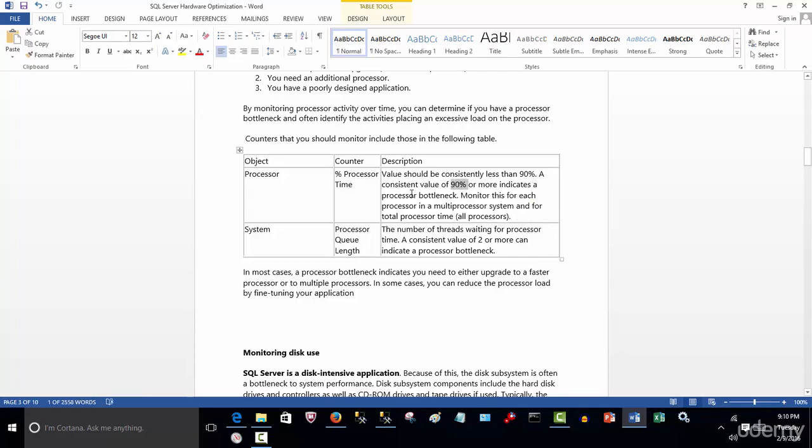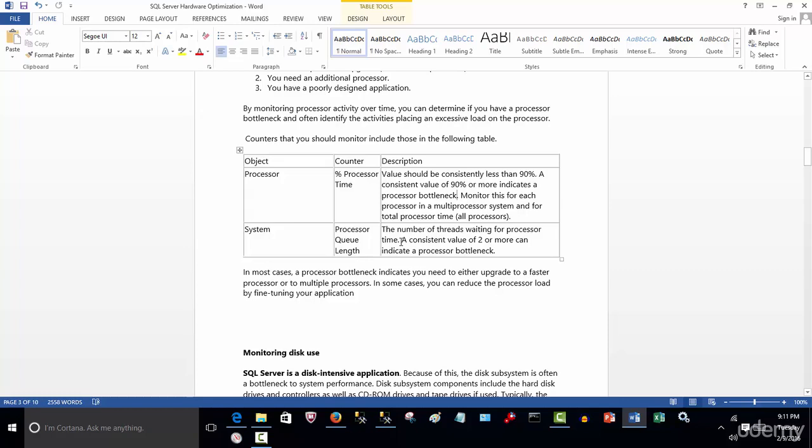I don't even want it to get to 90, and I want to be alerted, and I'll show you that in coming videos. So monitor this for the processor in a multi-processor system and total processor time. If you have multiple processors, we can measure that metric also. And then go to the object called System, and we'll look at the counter called processor queue length. And this is the number of threads waiting for processor time.